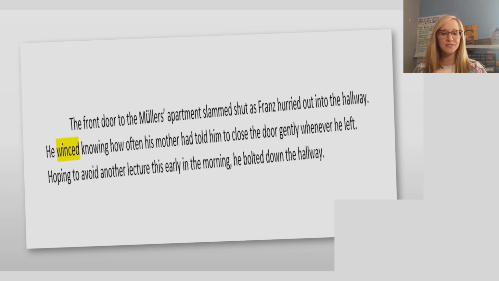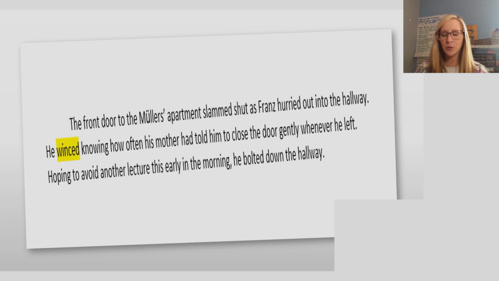Back to the text. The front door to the Mueller's apartment slammed shut as Franz hurried out into the hallway. He winced, knowing how often his mother had told him to close the door gently whenever he left. Hoping to avoid another lecture this early morning, he bolted down the hallway.